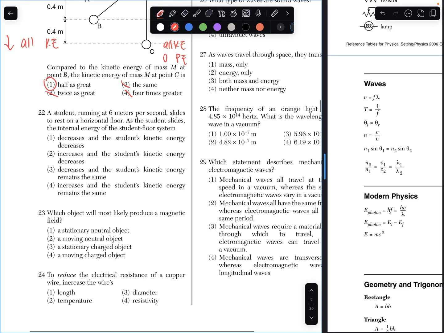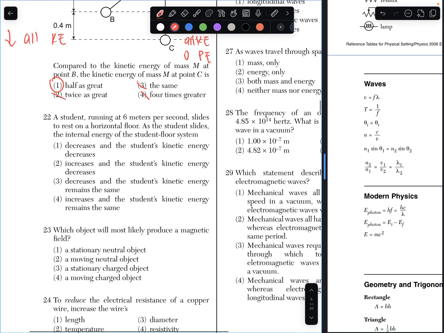A student running at 6 meters per second slides to rest on a horizontal floor. As the student slides, the internal energy of the student-floor system... So when the student is sliding, why is it slowing down? It's because of friction. When the student is moving, it's going to have some kinetic energy, and friction is going to decrease that kinetic energy so that the student doesn't have any kinetic energy and comes to a stop.